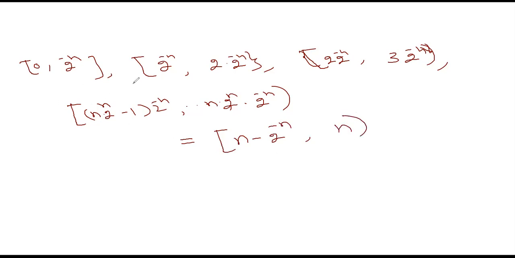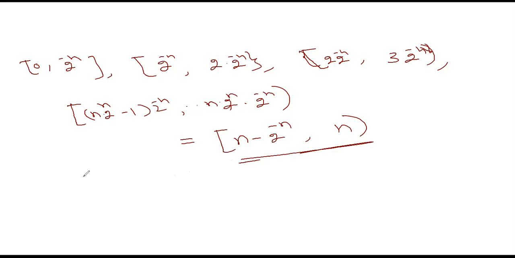If I choose any fixed x, and x is very close to 0, then it may lie in this interval. But if x is a very large number, then I have to choose n so large such that x lies in this interval. So for any fixed x, I can find n sufficiently large such that x belongs to one of these intervals.